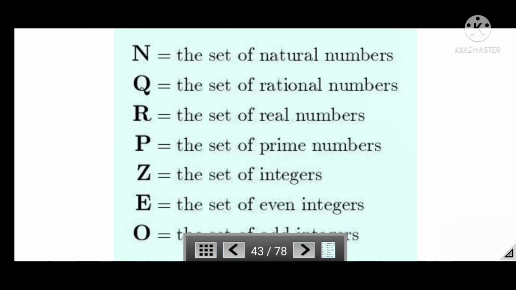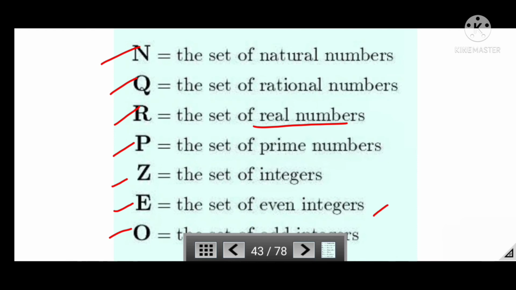Next, the set of natural numbers is denoted by the symbol N. Then the set of rational numbers is Q. The set of real numbers is denoted by R. The set of prime numbers is denoted by P. Then the set of integers is denoted by the symbol Z. Then the set of even integers is denoted by E, and the set of odd integers is denoted by O.